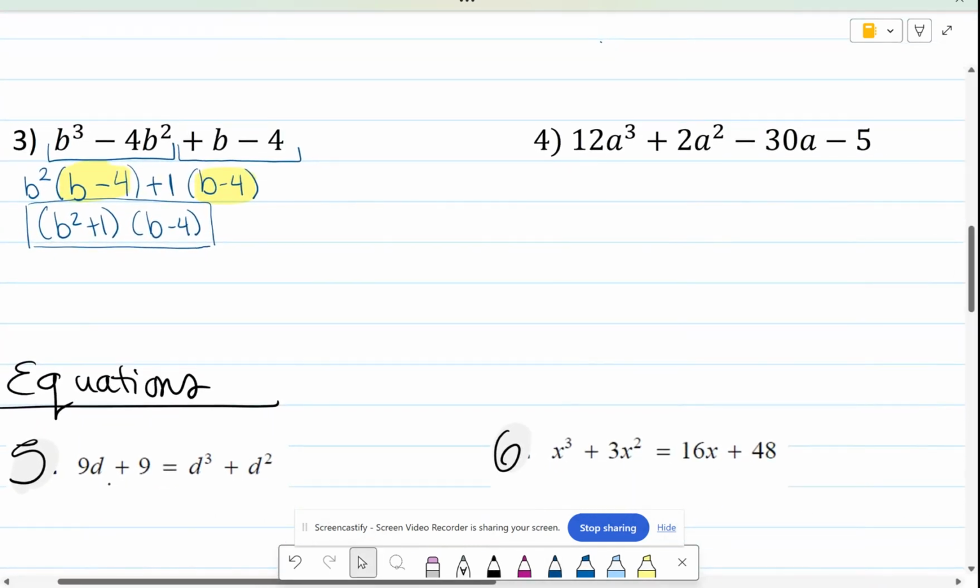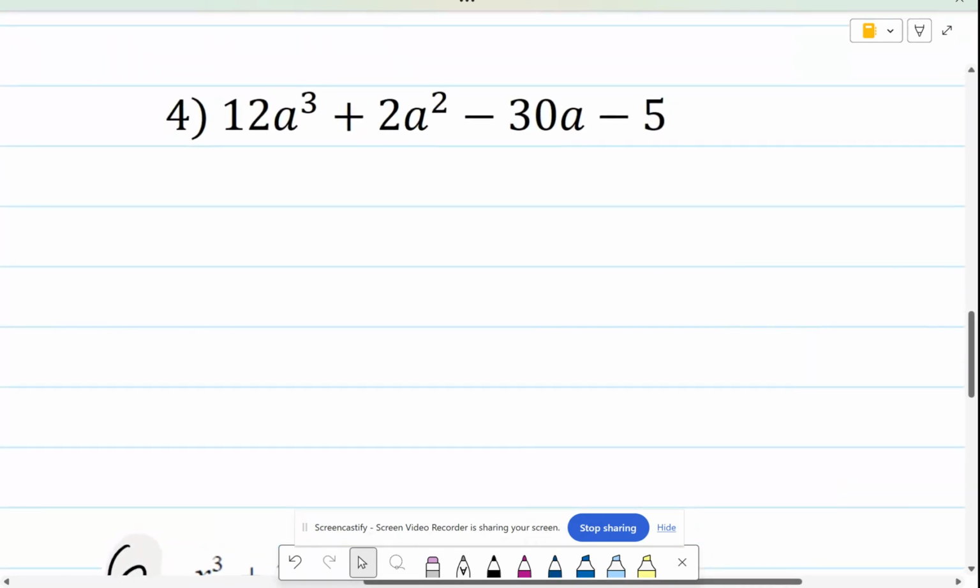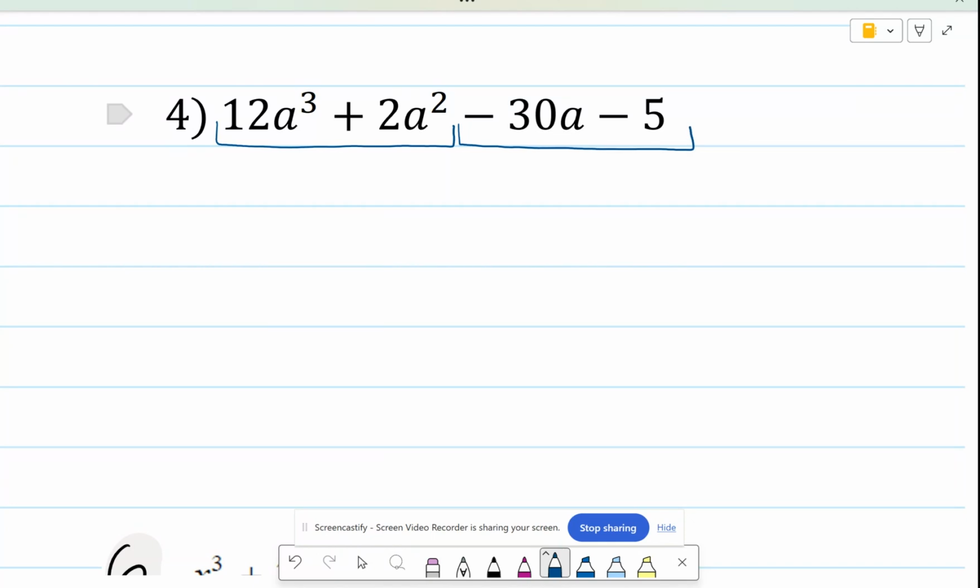Number 4, 12a cubed plus 2a squared minus 30a minus 5. These first two have a common factor of 2a squared. These next two, don't forget the negative there, this is important, are going to have a common factor of 5 or negative 5. The 2a squared I'm going to pull out.